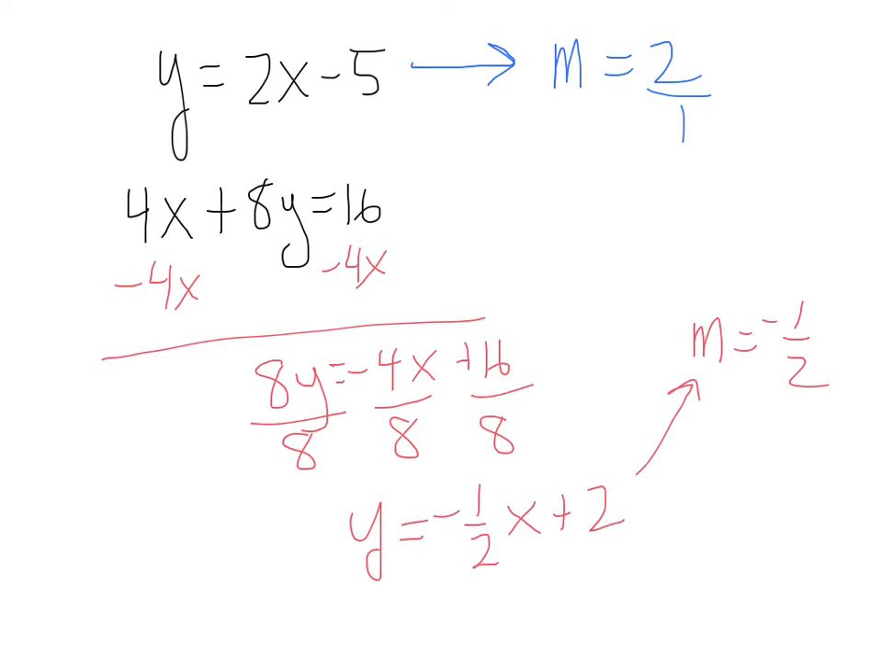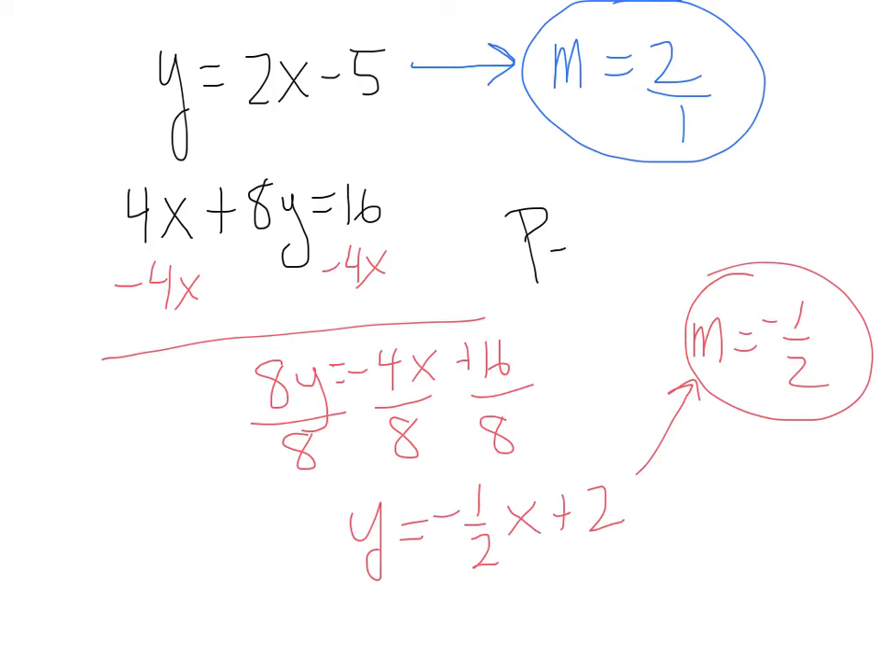Alright, so if we think of 2 as being 2 over 1, we can see that here we have 2 over 1, here we have negative a half, so one of them is positive, one of them is negative. And then we can also see that if I take this one, 2 over 1, and I flip it over, I take the reciprocal, I get 1 over 2. These two are perpendicular. So our answer here would be perpendicular.